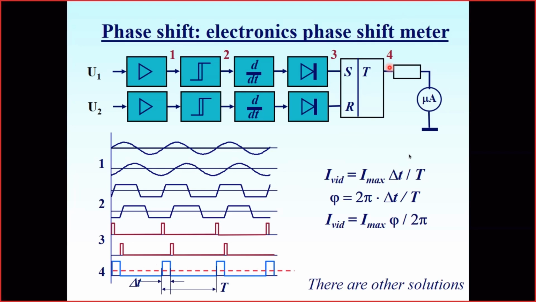But we may make an absolutely analog device if we just take this output from the trigger and use it to provide some current through a microampermeter. So what happens here? We have some pulses, and these pulses provide some alternating current through the microampermeter. If the frequency of the signal is high enough, these pulses come quite frequently.